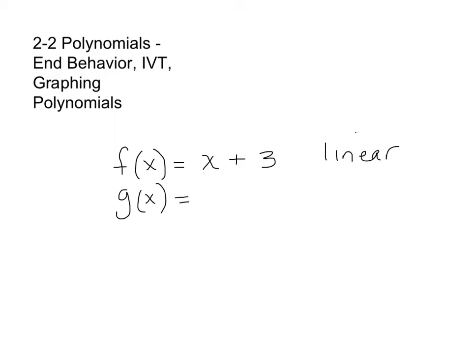A polynomial is a function that has a variable. It possibly could be a linear function. This is linear. This is quadratic.